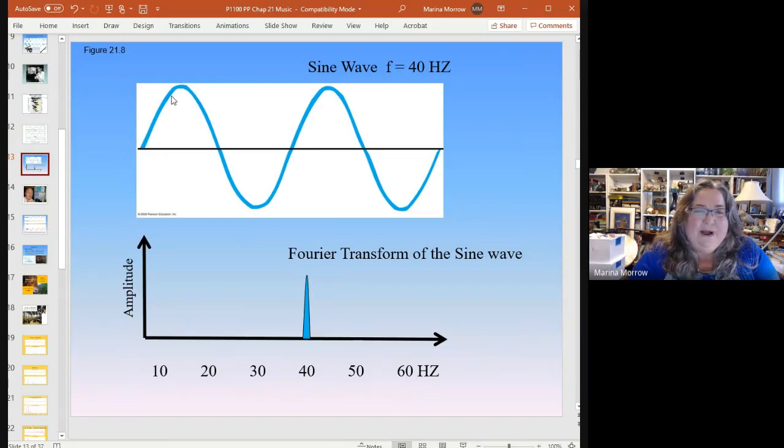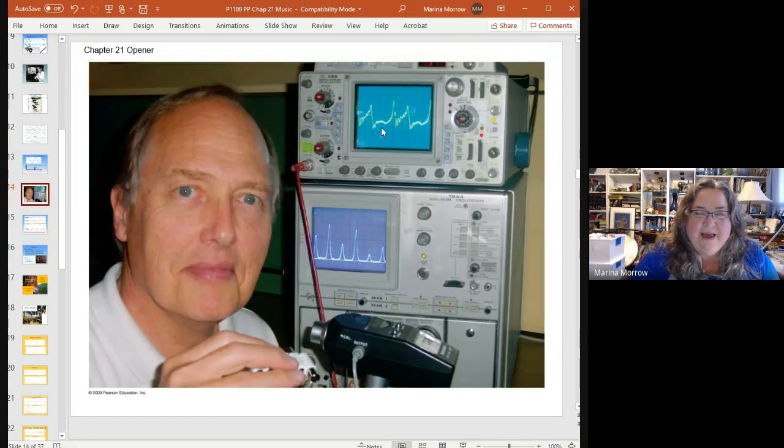So here we have just one sine wave. And so that sine wave just has a regular frequency of 40 hertz, let's say. So the Fourier transform of it would just show a spike at 40 hertz. Okay, so it's saying this is a pattern that is just one frequency. And here you can see some patterns of sound wave pressure from a speaker. And down here you can see a Fourier transform.